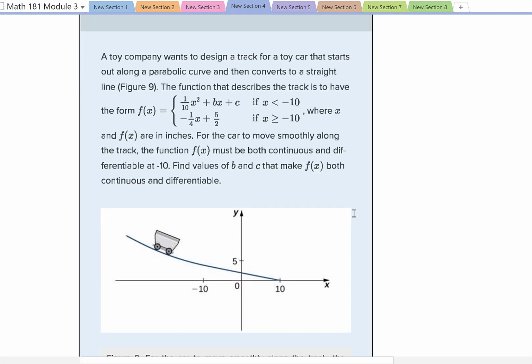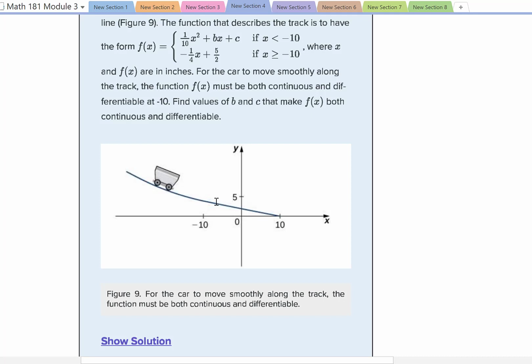this toy company wants to design a track for a toy car that starts out along a parabolic curve and then converts to a straight line. The function that describes the track is to have the form f of x equals 1/10 x squared plus bx plus c, and that's for x being less than -10, so this point here. And then for x greater than or equal to -10, it's the linear -1/4 x plus 5/2. So the question is, what would b and c have to be for this to work? And then that'd be continuous.